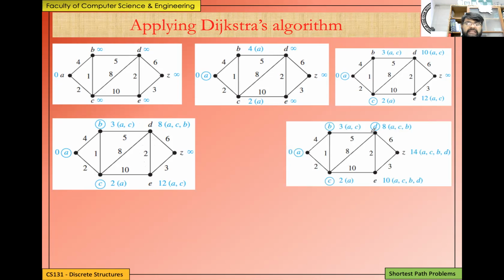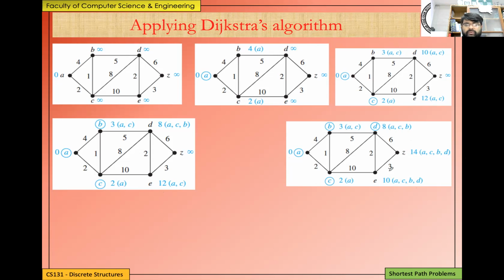So now let's try with D. And with D, you can reach Z by using 14. So A, C, B, D, and you can reach Z, right? So for that, the cost is 14. And if you take it from D to E, it takes 8 plus 2, 10. 10 is less than 12, right? So this is going to be updated and it now becomes A, C, B, D, right? So that's the path that you need to reach E. And these two are updated.